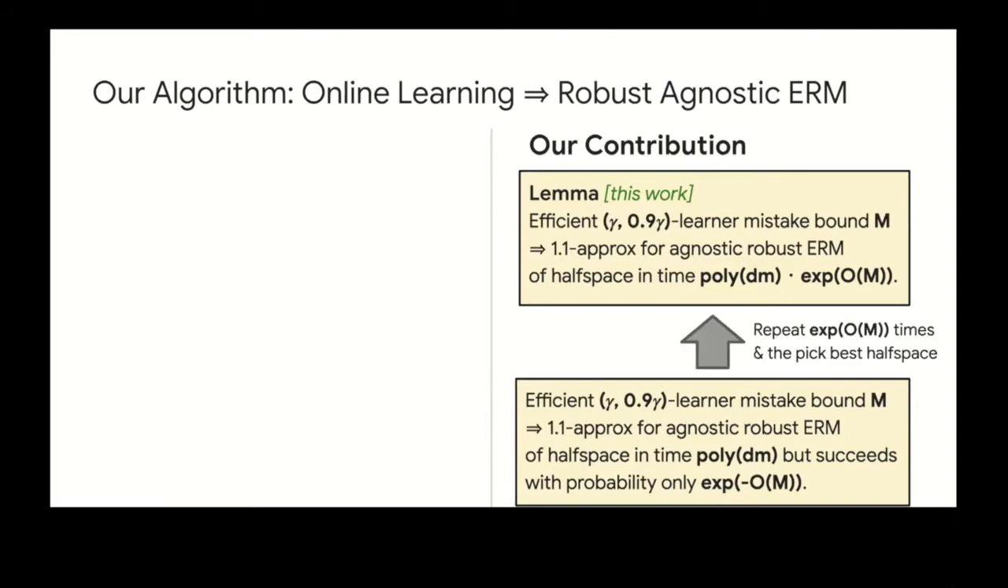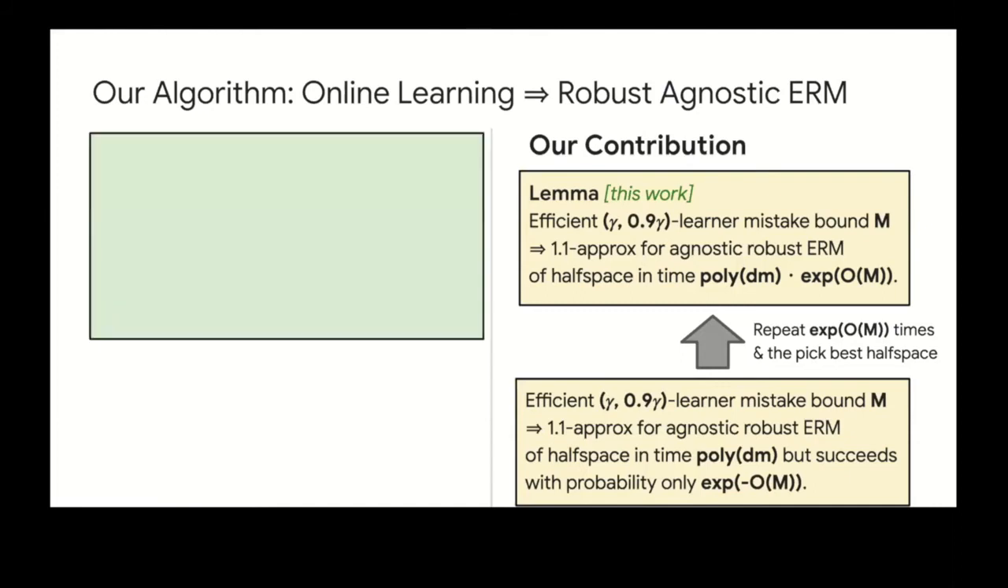However, from this, we can easily get our lemma because we can just repeat this algorithm exponential in M times and pick the best half space that we see in all those runs. Okay, so what does this algorithm look like? So this algorithm works as follows.